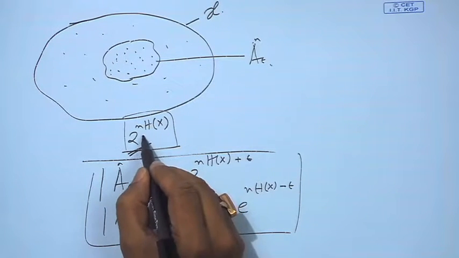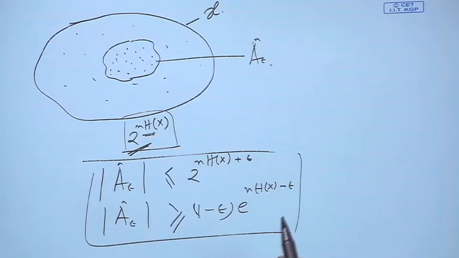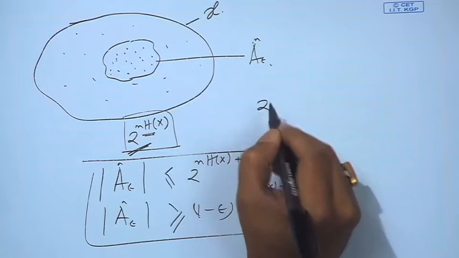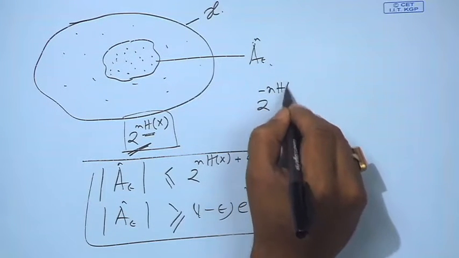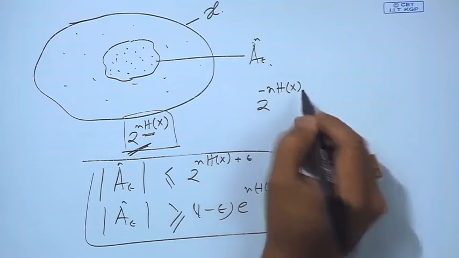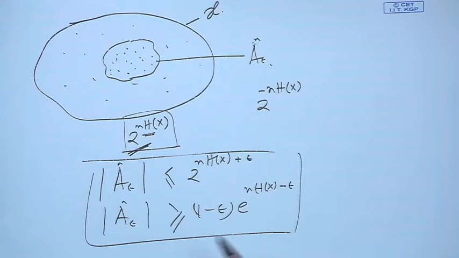The number of such typical sequences is 2 to the power of n h x. It can also be quickly shown that 2 to the power of minus n h x is the probability of a sequence. All the sequences are equiprobable, so the number of sequences in that case is 2 to the power of n h x. You can also justify it in that sense.